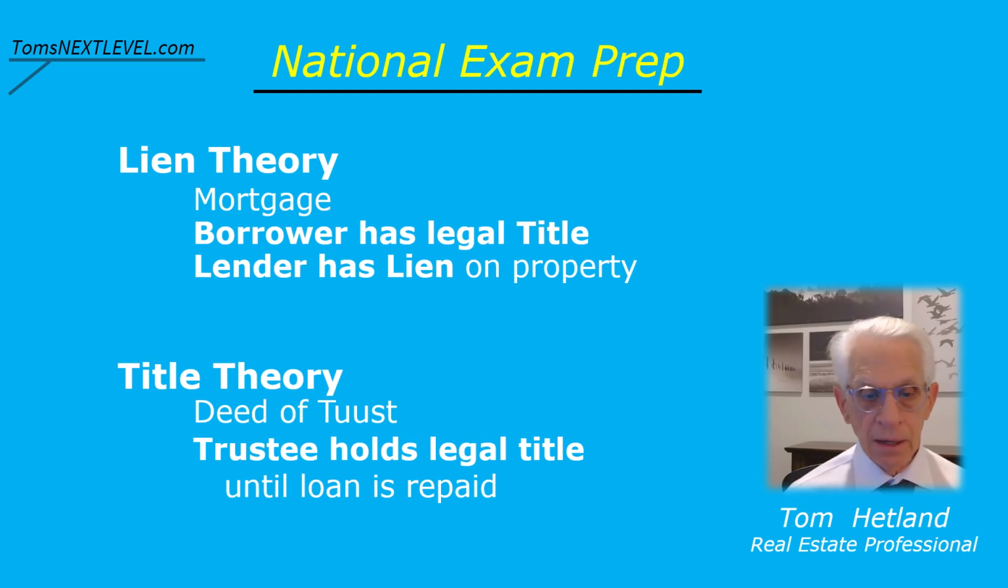In a title theory state, there are three people involved. There's not a mortgage, there's a deed of trust. We'll talk about deeds of trust in a little bit. But in a deed of trust state, there are three people involved. Instead of a borrower and a lender, there's a borrower and a lender and a trustee in the middle. So when a borrower borrows money from a lender in a deed of trust state, the borrower doesn't get the deed. The deed is held by the third party, the trustee.